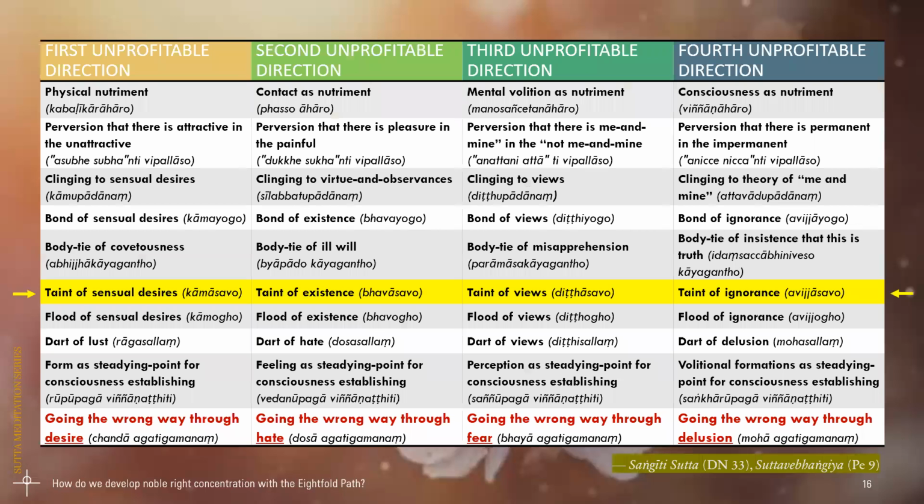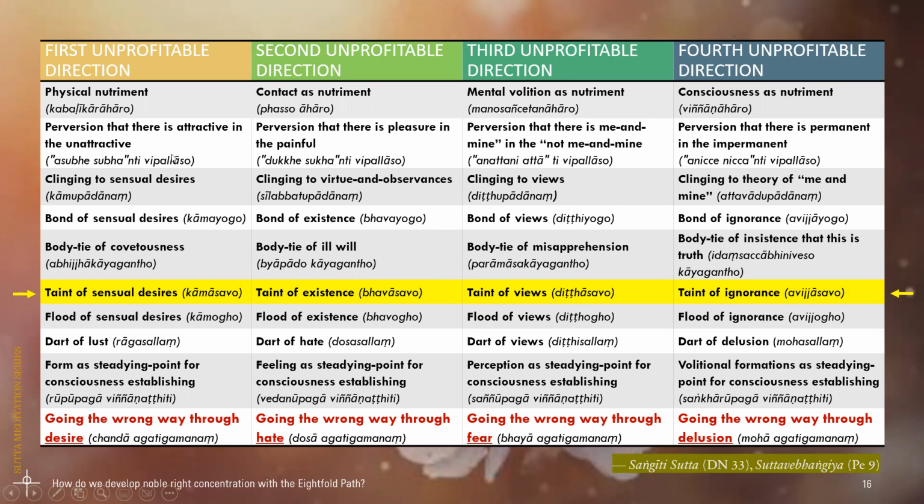Now, how we can understand this better is if we refer to our table about the four unprofitable directions. So this is the one that looks at the four nutriments. So if you look at this table and you look at the line in yellow, you see this is where the taints are. Kamasava, taint of sensual desire. Bhavasava, taint of existence. Ditthasava, taint of views. And Avijjasava, taint of ignorance. So when we go down all these four unprofitable directions, we are affected by the taints.